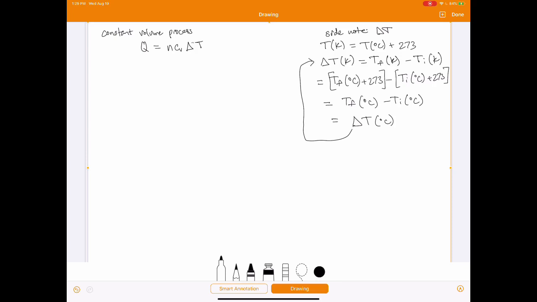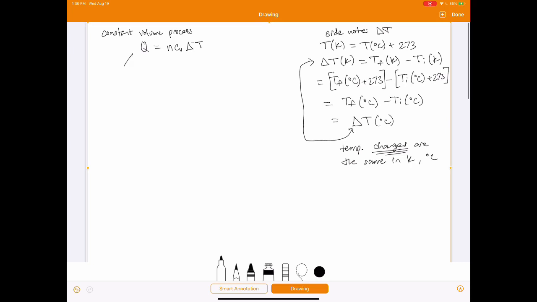So look where we started. We had delta T in Kelvin. We end up with delta T in degrees Celsius. That means temperature changes are the same in Kelvin or degrees Celsius. But it's only for temperature changes that we can say Kelvin and Celsius are equivalent. If we're dealing with an absolute amount of temperature, then you can't treat them as equivalent. But for temperature changes, they are. So with that said, back to the problem.